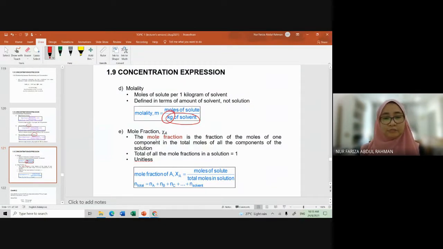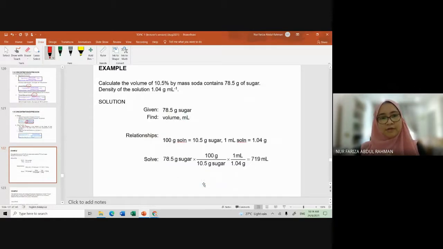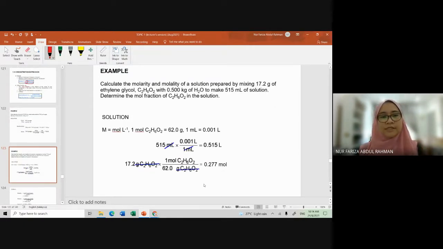Last but not least would be the mole fraction. We can also describe a solution based on mole fraction. Mole fraction is equal to the mole of the solute, our solute of interest, over the total moles in the solution, including the solvent. We have discussed the example yesterday. The first example here, and then we also have another example.